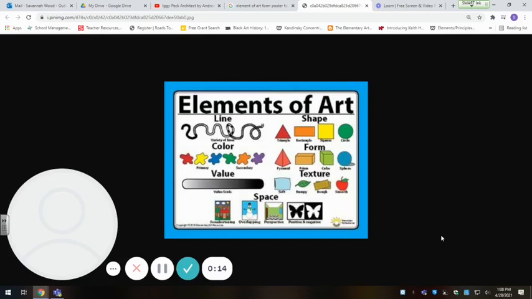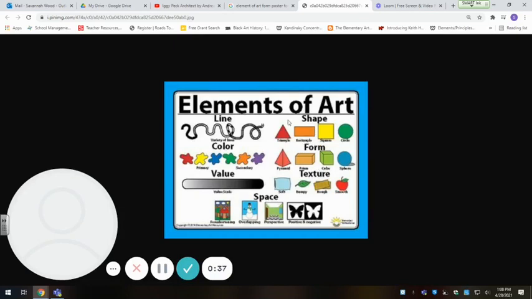Today we are going to be talking about one of our elements of art, and that will be form. So we've talked about line and color, we've talked about texture, we talked some about space, not a ton, but we did positive and negative shapes at the beginning of the year. And we've talked about shapes some. So today we're going to be talking about form.